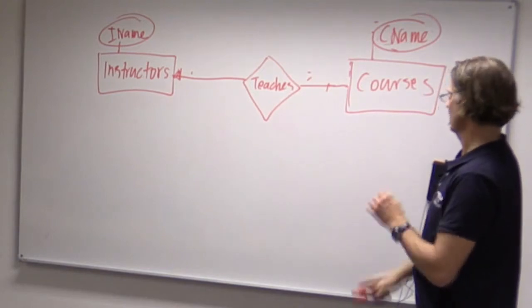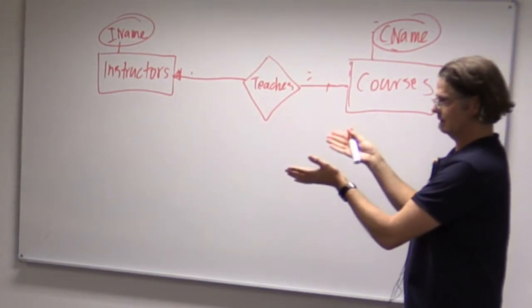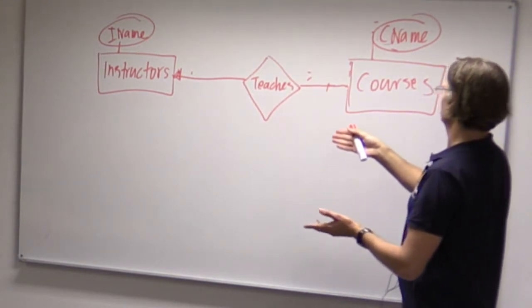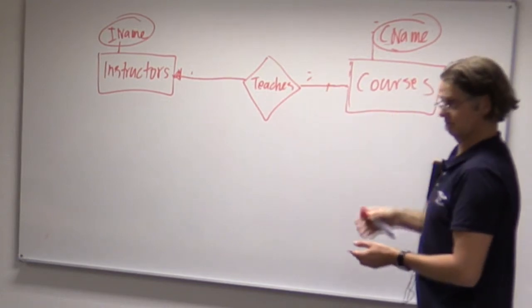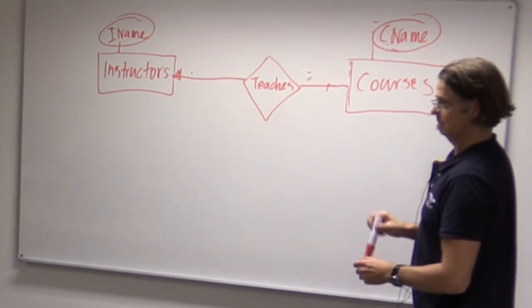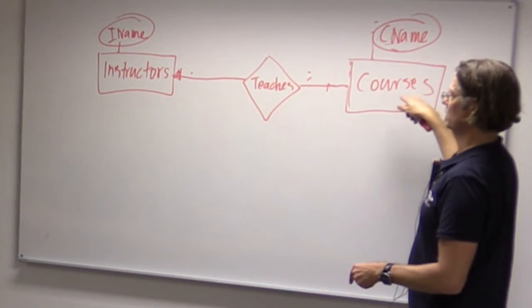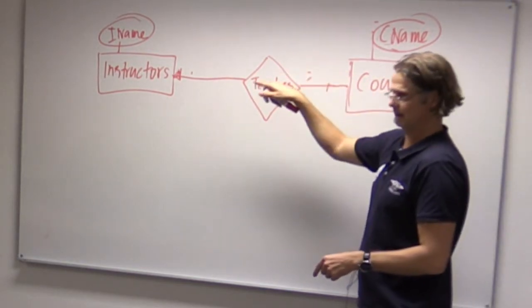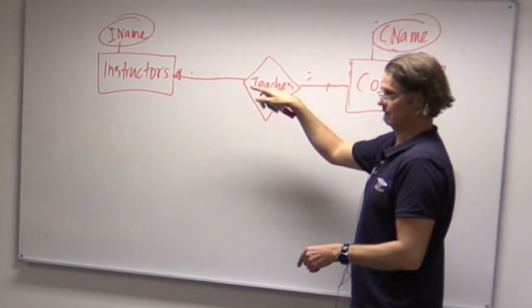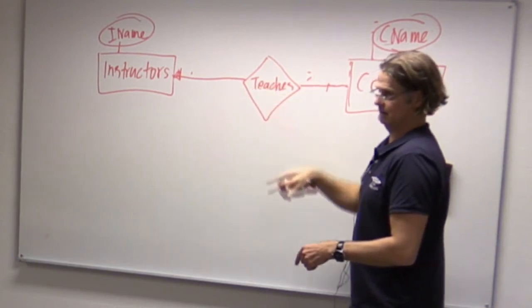So that's just an instructor might teach at several courses, at many courses. But a course might just have one associated instructor, or 1 or 0.